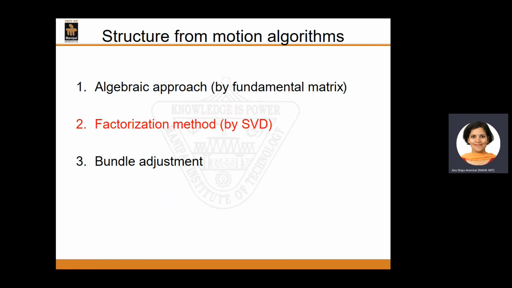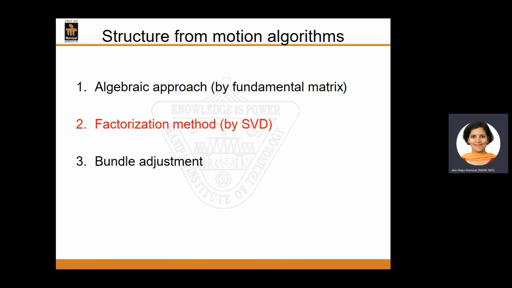Okay, so the second method is the factorization method. In the previous method, which is the algebraic approach, the approach remains exactly the same as that of the Euclidean SFM approach. The only difference is that the fundamental matrices that we're considering, as well as the camera matrices, all take a different equation, that's all, but the approach remains the same.